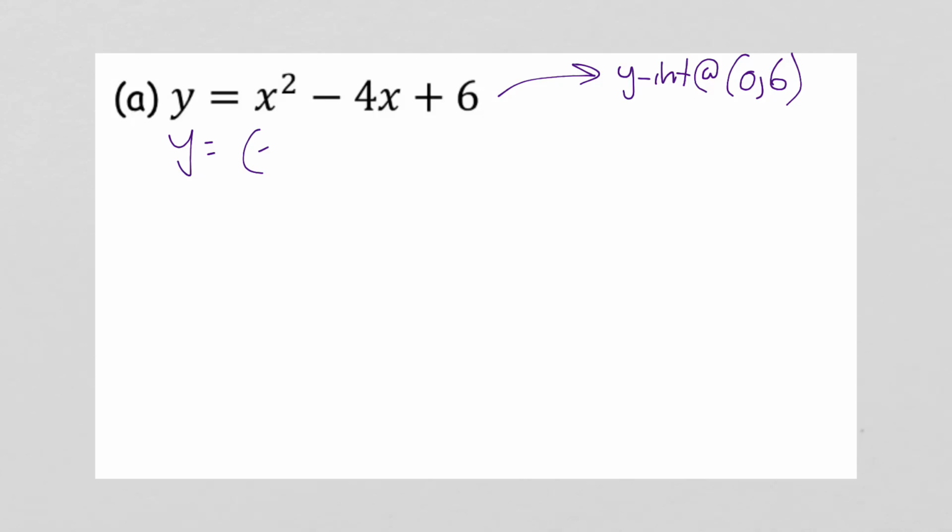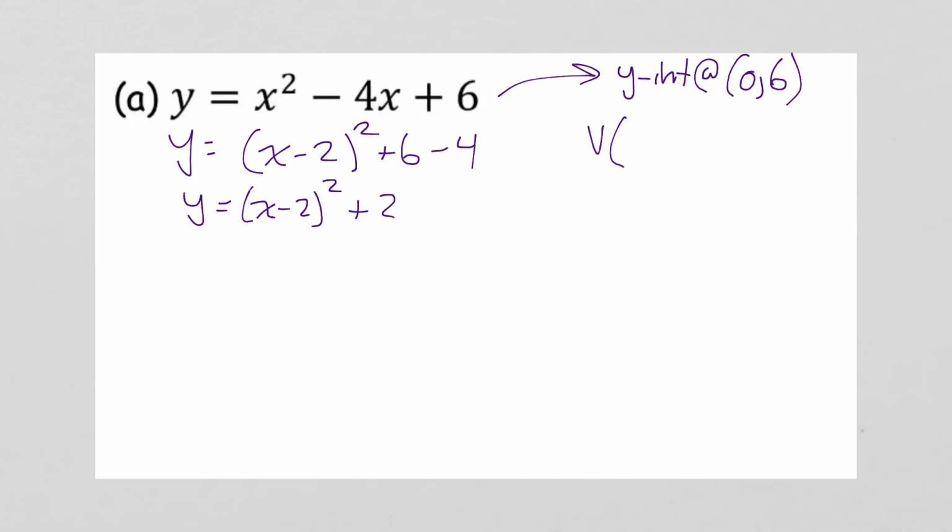y equals (x minus 2) squared. Still have my plus 6, but now I need to subtract 4 to balance this. So I'll have y equals (x minus 2) squared plus 6 minus 4, which is plus 2. Cool. So what do we know? We know that our vertex is at (2, 2).